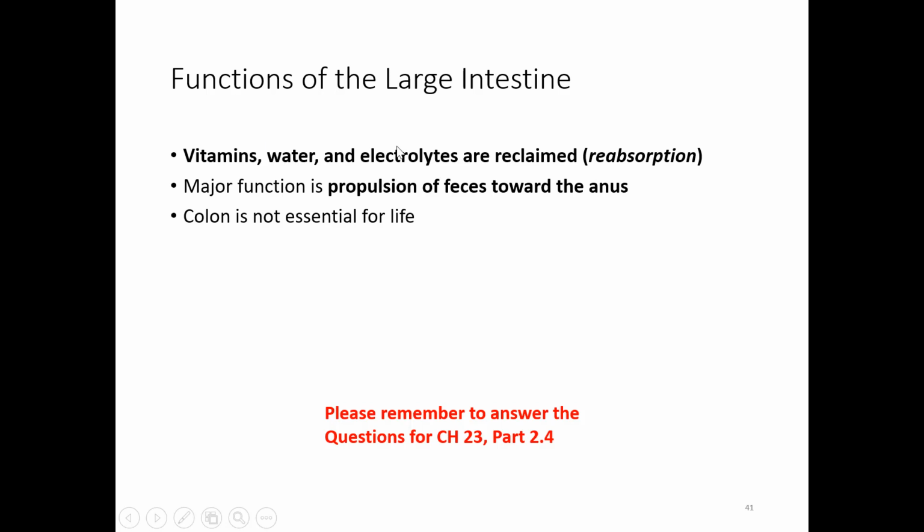Now, functions of the large intestine. Absorption of some vitamins, some part of water, and electrolytes happens in the large intestine. Or sometimes it's not absorption, it's reabsorption of water, like water is absorbed from the digestive juices. The major function of the large intestine is propulsion of feces towards the anus, and actually the colon is not essential for life. If for some reason, like a tumor, part of it has to be removed, a person can survive without a colon. Please remember to answer the questions for part 2.4.